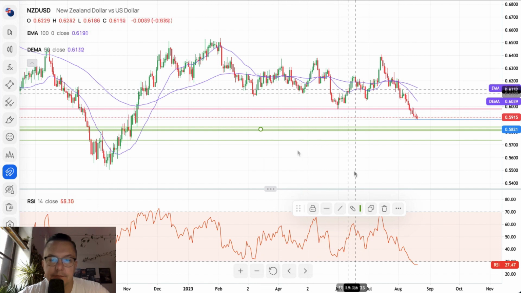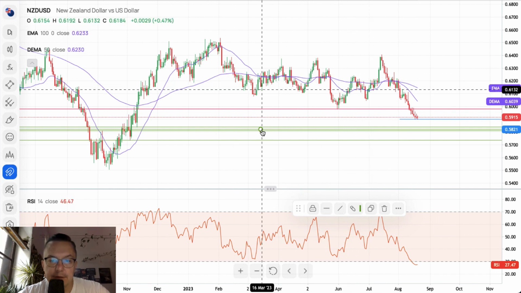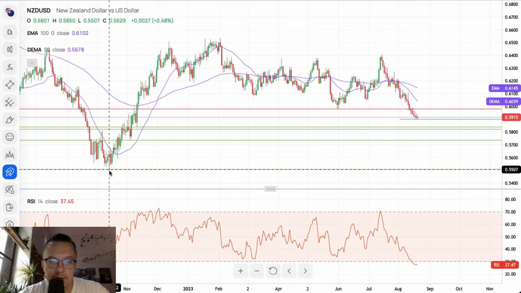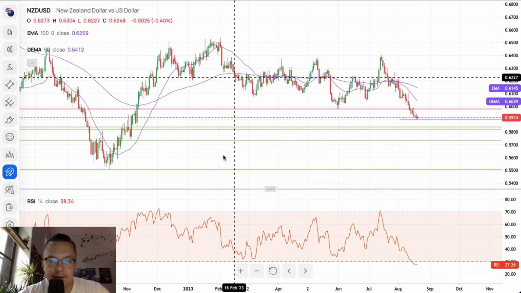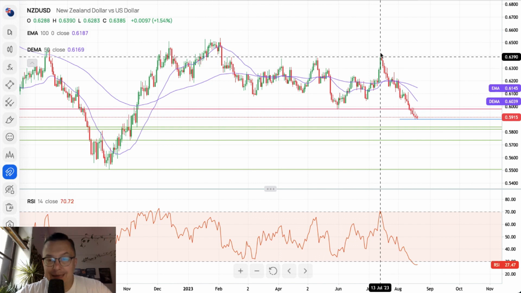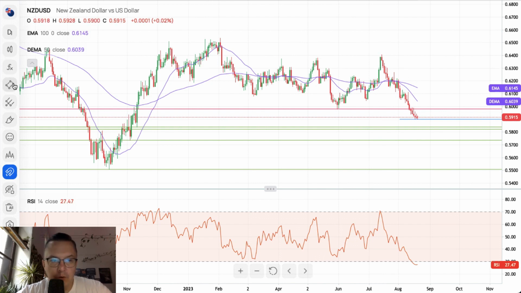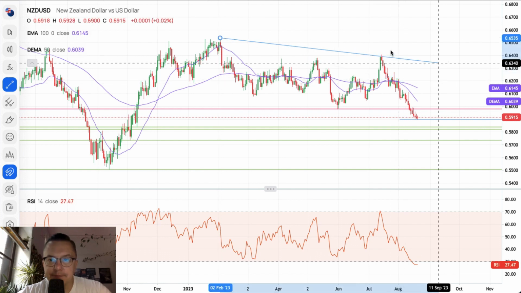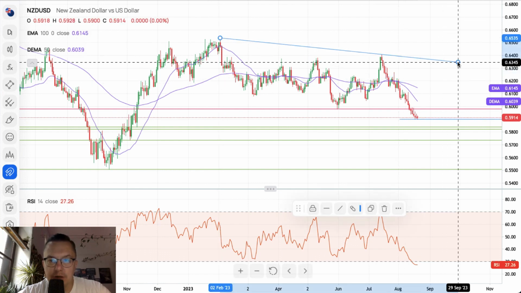5,734, and maybe just one more we can mark on our chart is 5,507. So those are the key technical levels here on the New Zealand dollar versus the American dollar. As you can see, New Zealand dollar is under the pressure, is being sold out across the board, and US dollar appreciates from that situation.